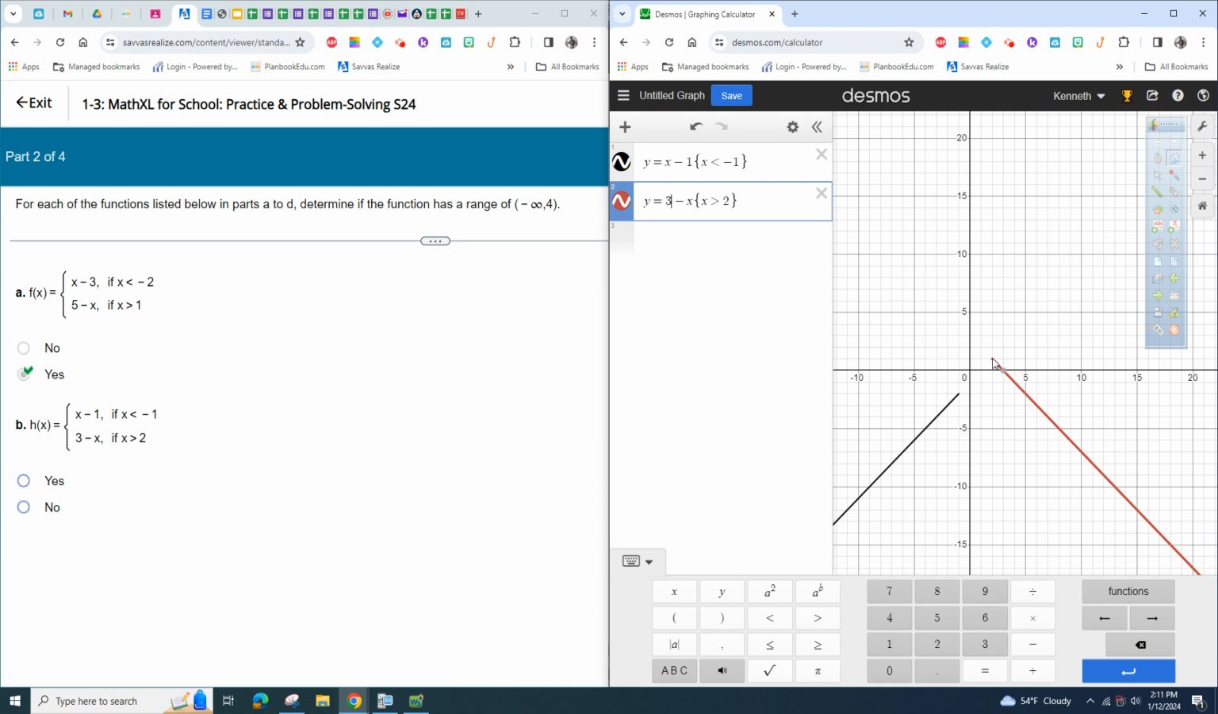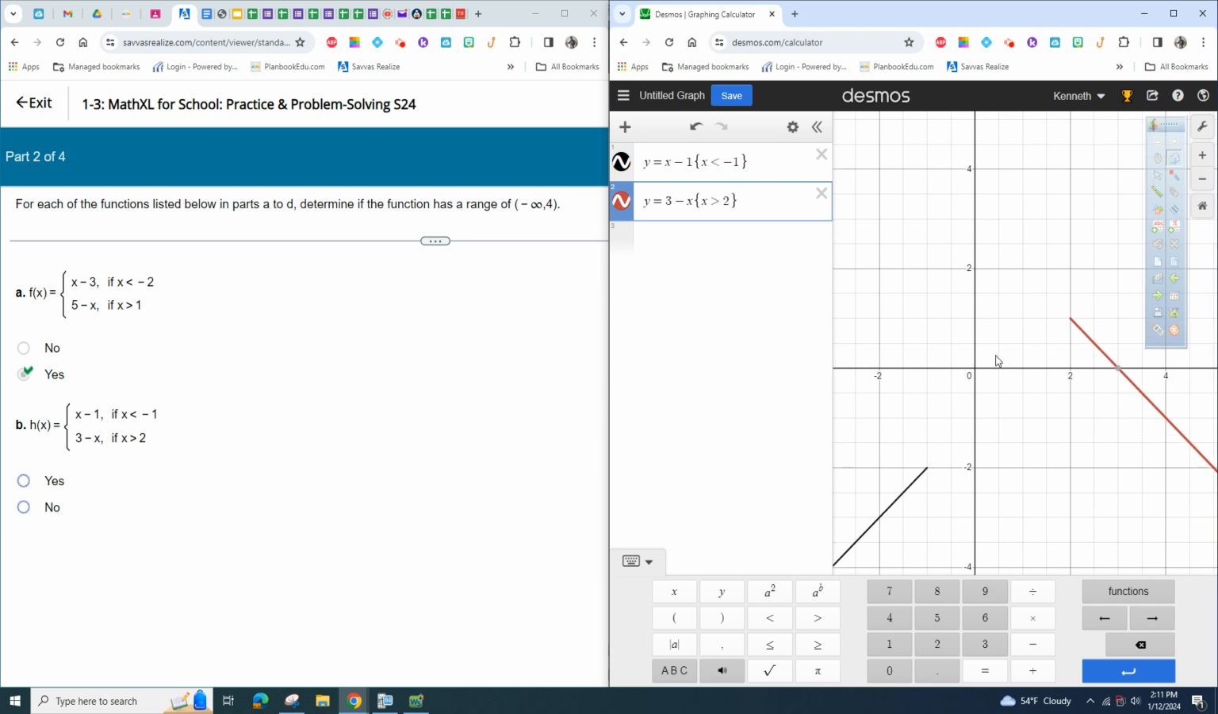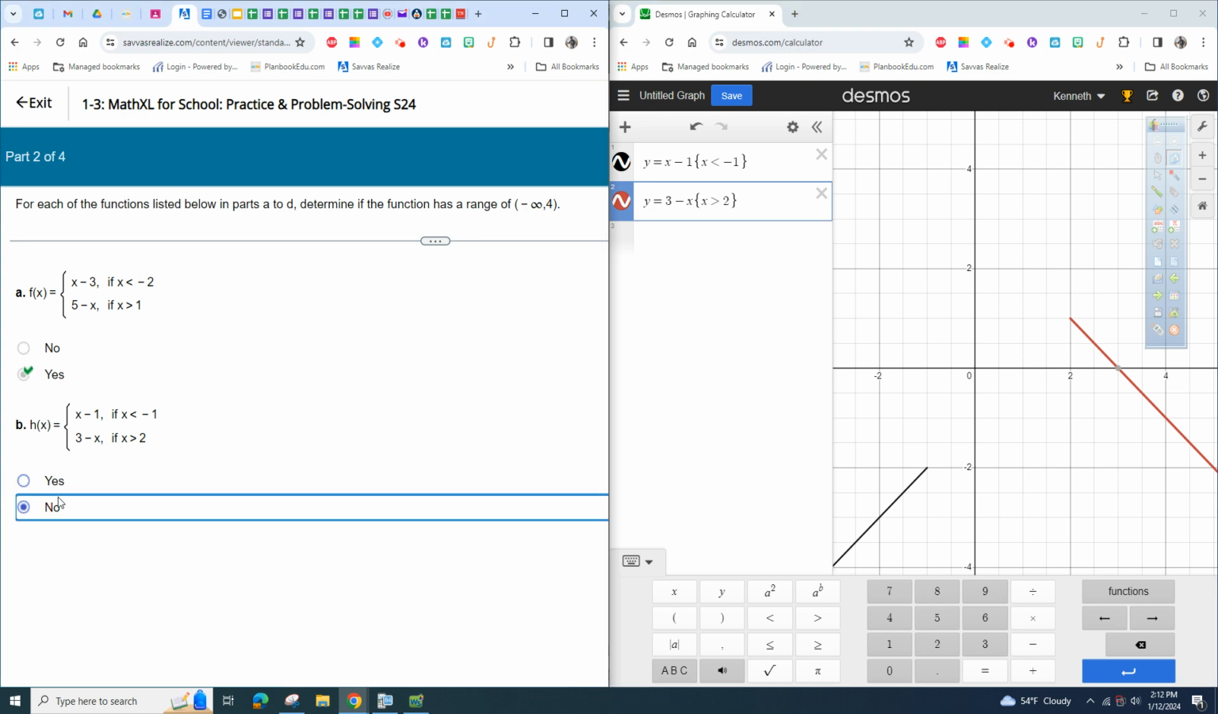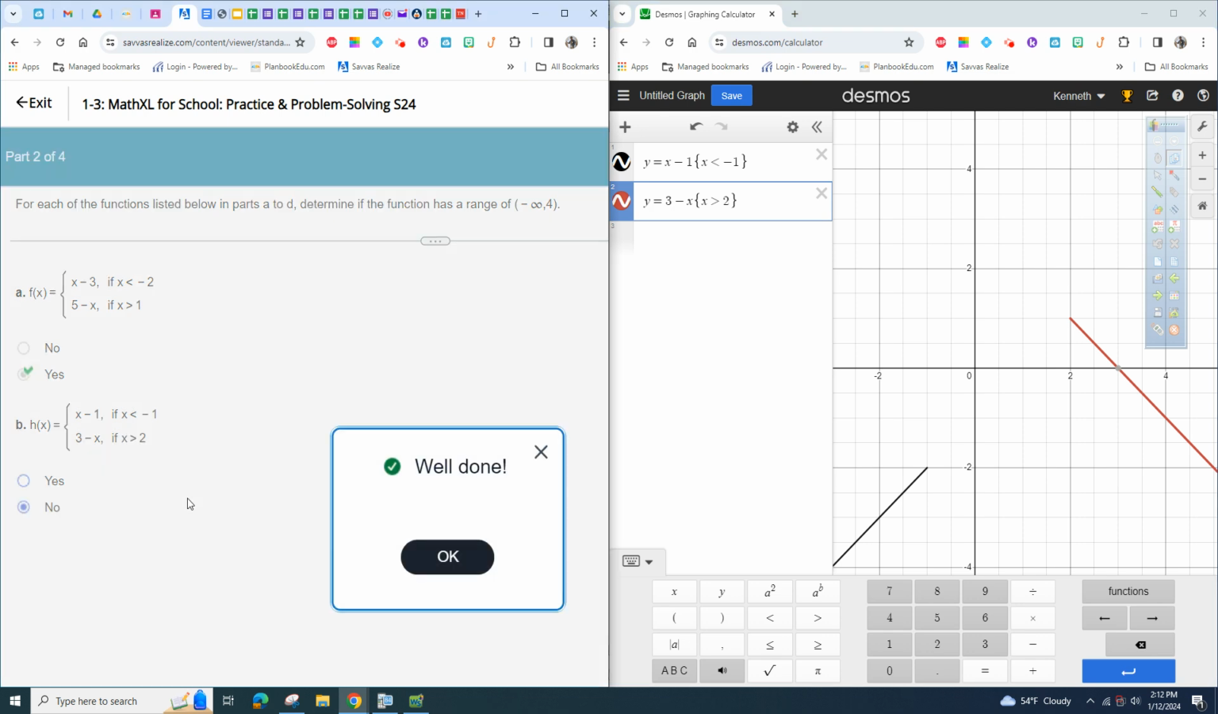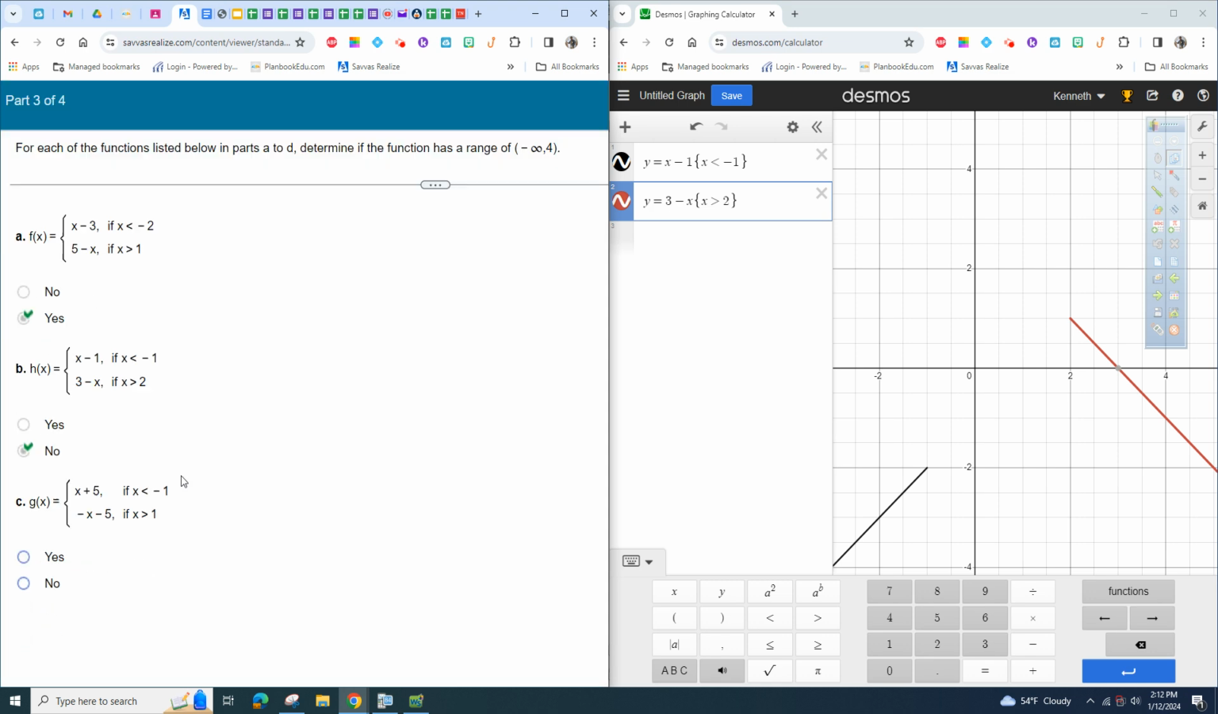And let's look up here. So what is going on up here? Well, this is 1. Does it go high up? Does it ever touch 4? No, it never makes it up to 4. So this is going to be a no for the range. Well done. It likes that answer.